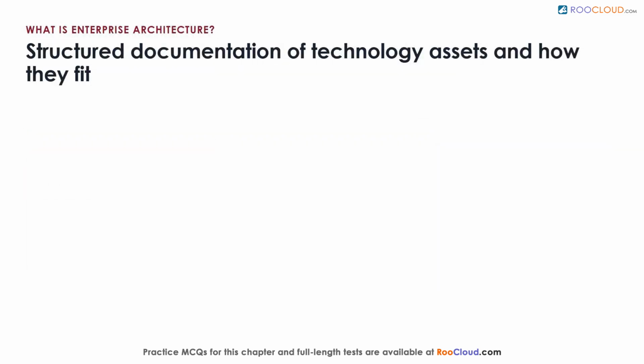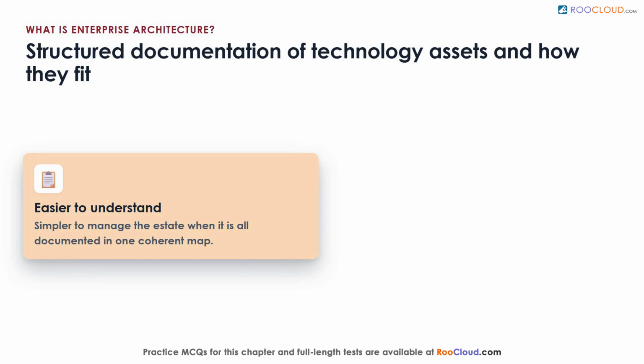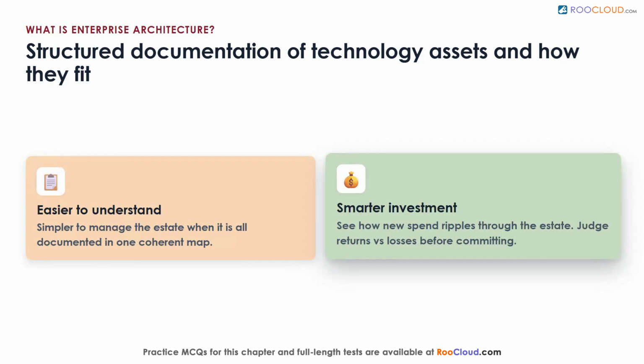So what is enterprise architecture, and why bother? It is a structured way to document your technology assets. It captures how the pieces fit in an organized form. That makes the estate easier to understand and manage. It also supports smarter planning for investment. Leaders can see how new spending will ripple through the environment, and they can judge the returns or losses on what they put in. Think of it as the master blueprint for everything digital.